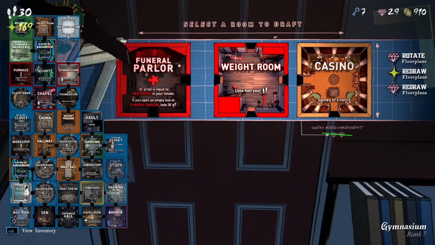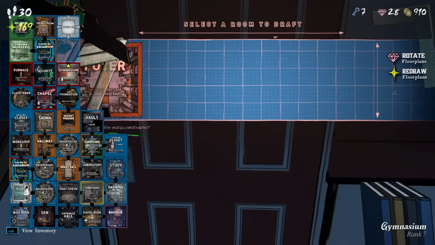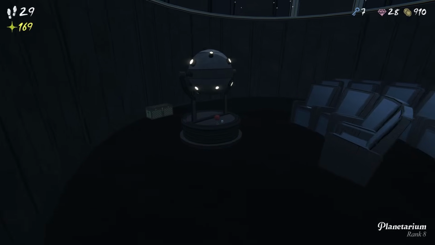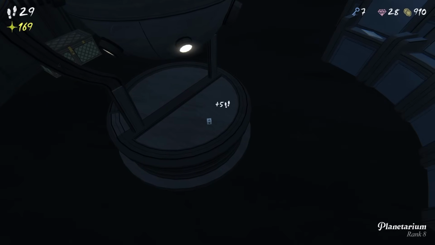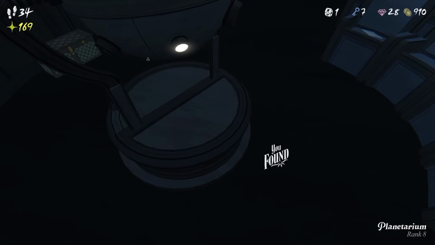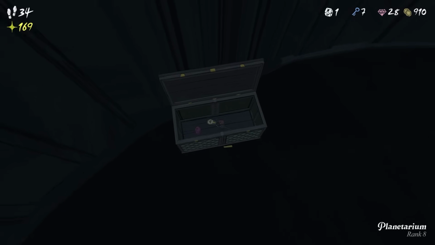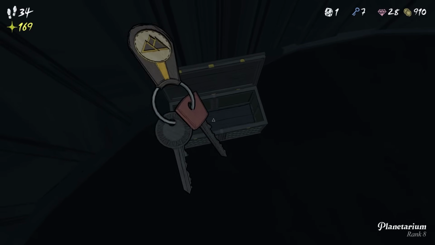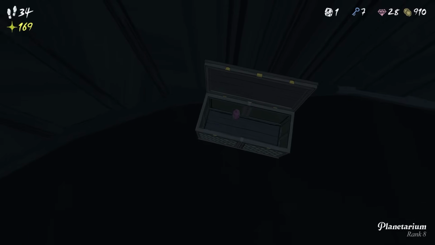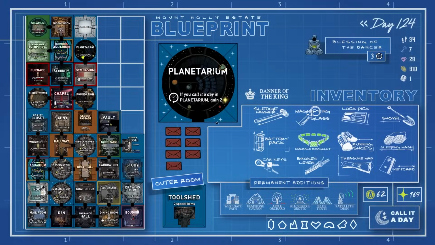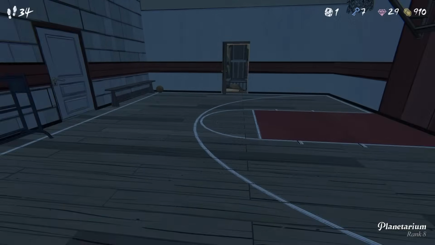Give me some kind of dead end, please. Planetarium. Cool. Planetarium's gonna have stuff in it. All right. Open you. Car keys. I did not end up taking the garage, though. Did I? Too bad. Okay. So then... let's go down here.